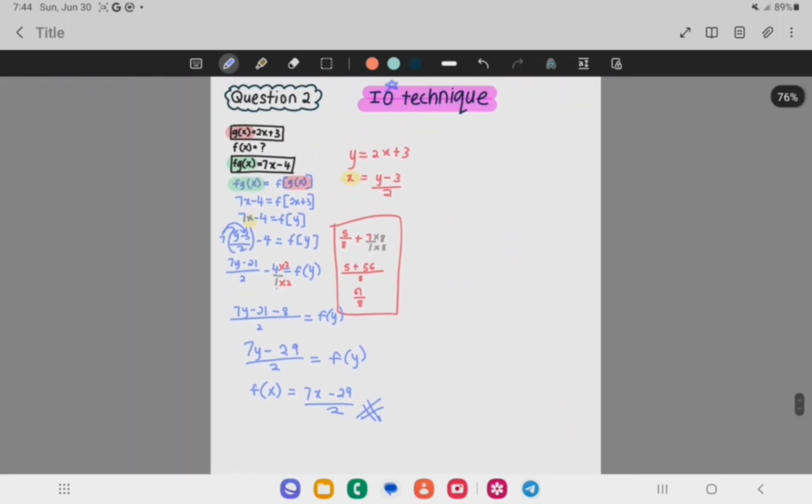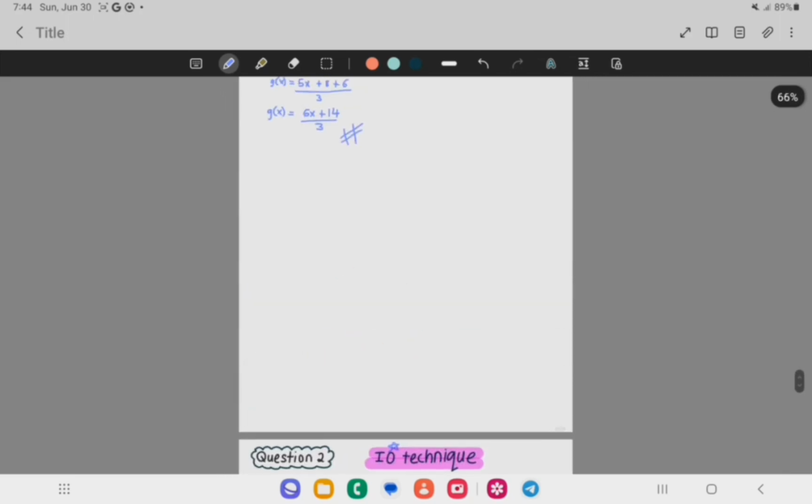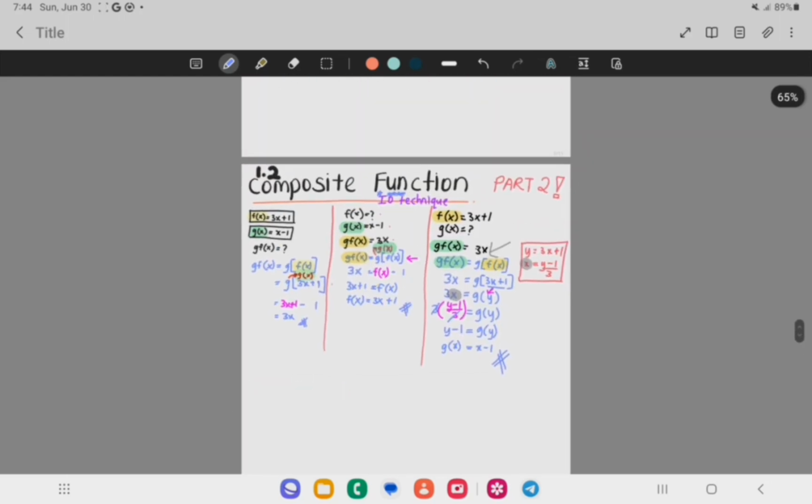Okay, maybe if you want to take a screenshot, I'll make it smaller like this. Okay. So yeah.